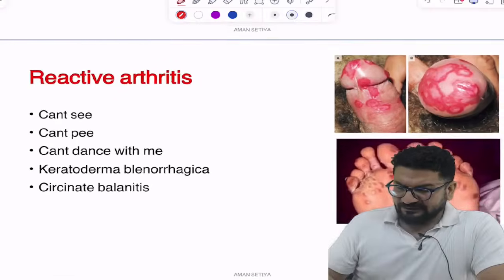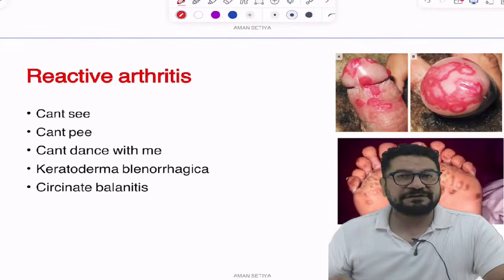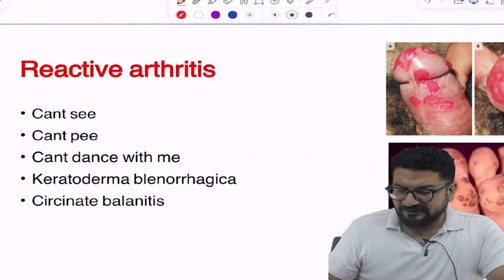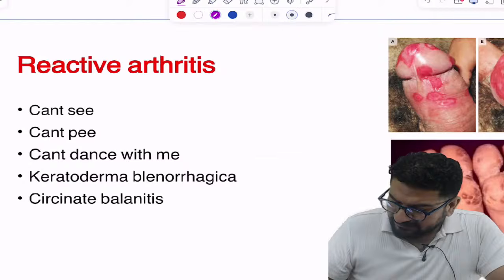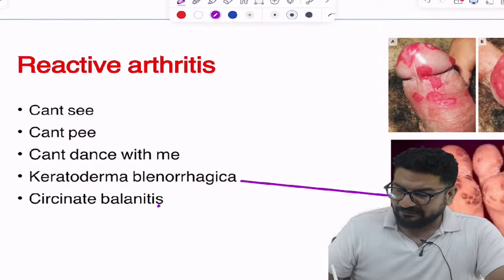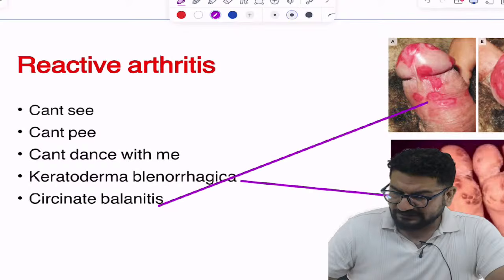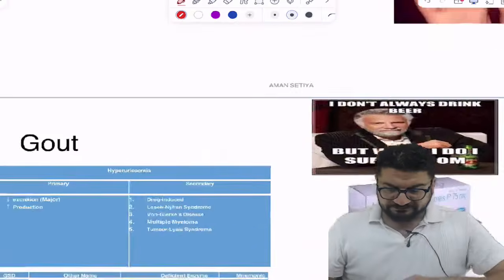Okay, now reactive arthritis: can't see means there will be conjunctivitis, can't pee means urethritis, can't dance with me means that is your arthritis. Then the patient can develop a rash on the soles. We call this keratoderma blennorrhagicum, and there can be a penile inflammation called circinate balanitis. So this is about reactive arthritis.